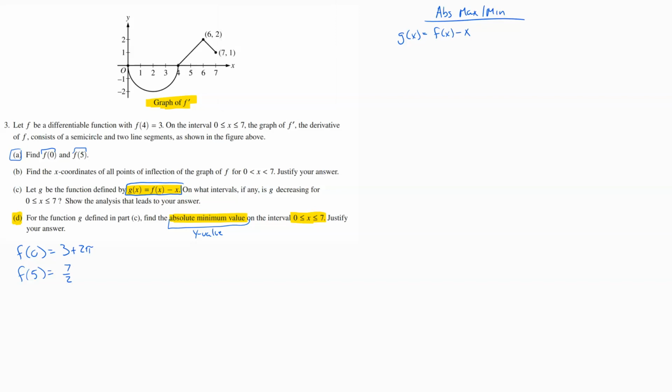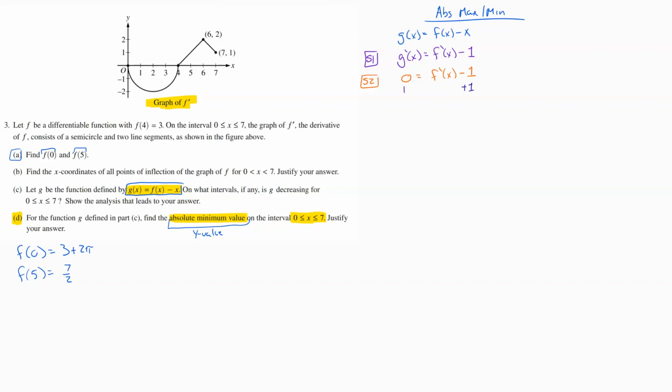Step one of that absolute max min process is always to find your derivative. So in this situation, g prime of x would equal, and these are just notation games as we come through here, the derivative of f of x would be f prime of x, and then the derivative of negative x would just be negative 1 following our power rule. Then step 2 of this process is always the same. You want to find your critical value. So you want to know when does f prime of x minus 1 equal 0. So take your derivative, set it equal to 0. That's what you do to find critical values. And then solve it out.